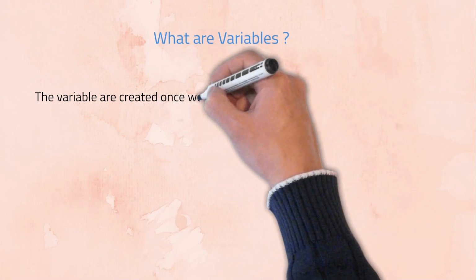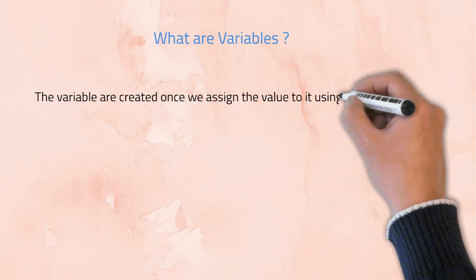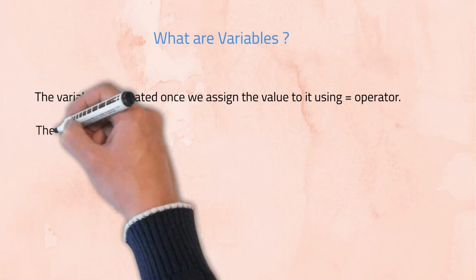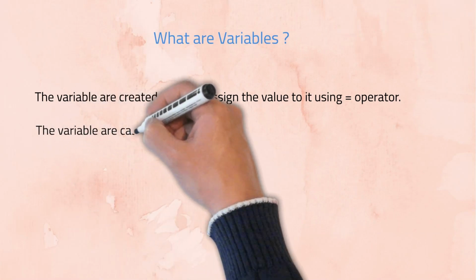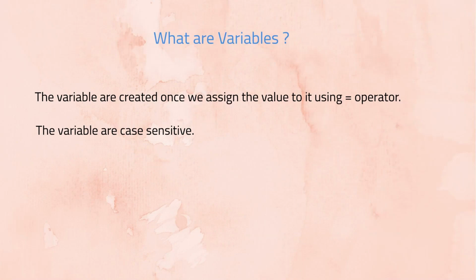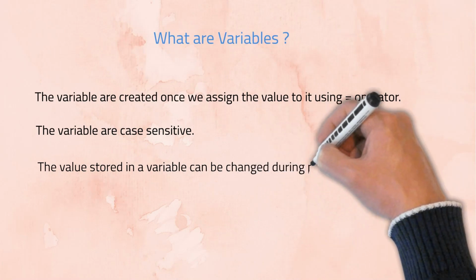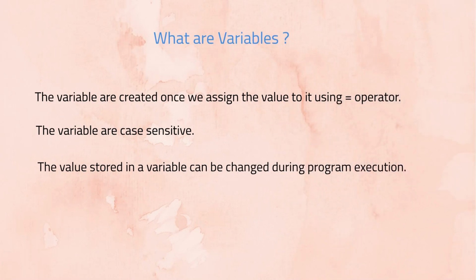Variables are created once we assign a value to them using the equal to operator. Variables created in Python are case sensitive. We can change the value of a variable anytime during the program execution. Not only the value, but even the data type will get changed automatically based on the type of the new value assigned to it.